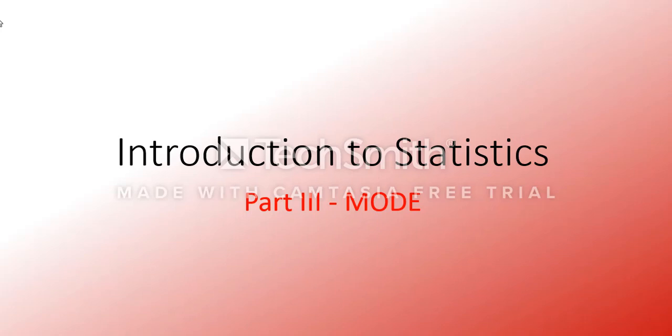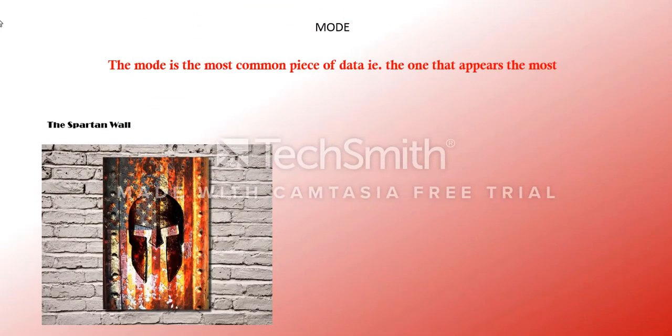In today's lesson, you will be learning about how to use mode as a technique to find the average or a typical value for the given data set. As far as the definition of mode goes, the mode is the most common piece of data. That is the one that appears the most. So the one keyword which you need to remember whenever the word mode comes in is the keyword most.